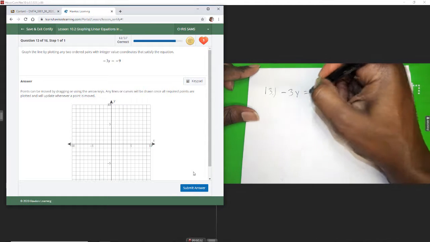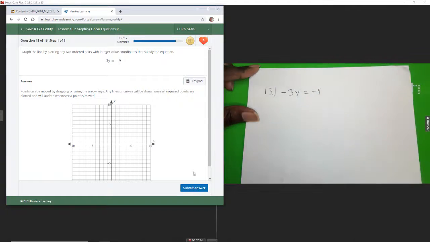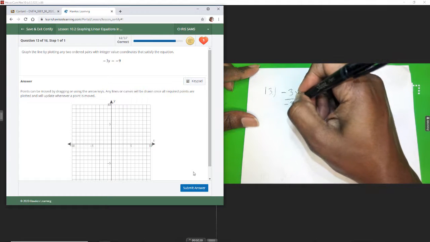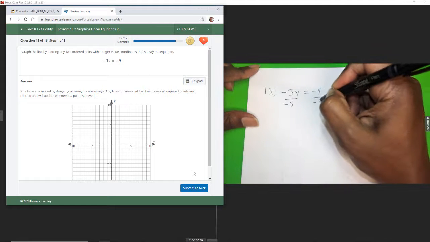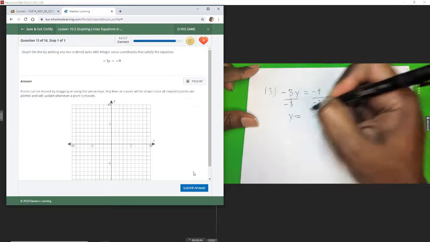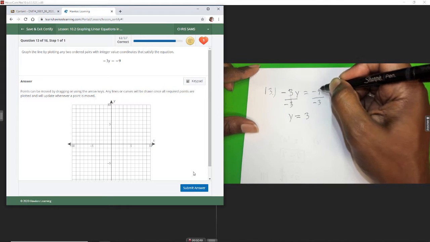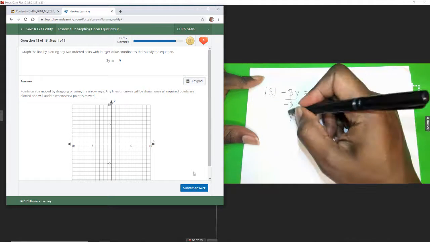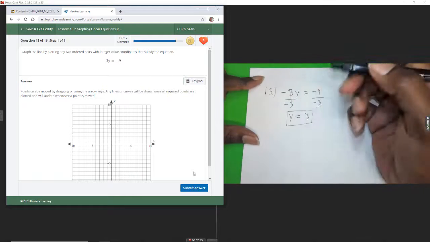-3y equals -9. And we're going to solve for y by dividing by -3 on both sides. And we end up with y equals +3. Negative over negative is positive, and 9 divided by 3 is 3. So the characteristic of this equation is just y equals 3.